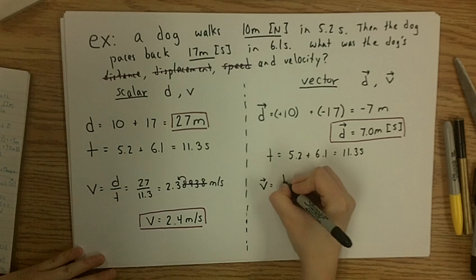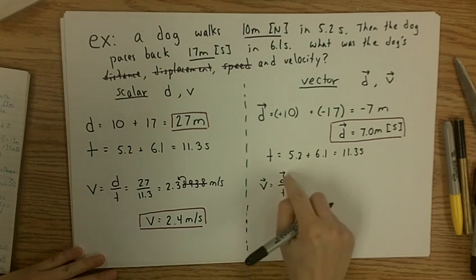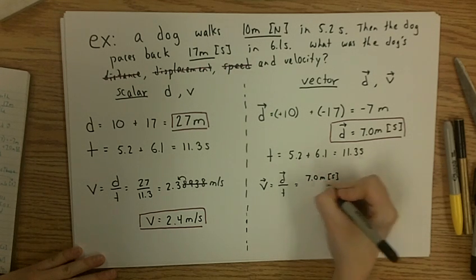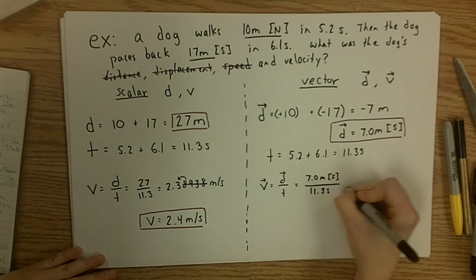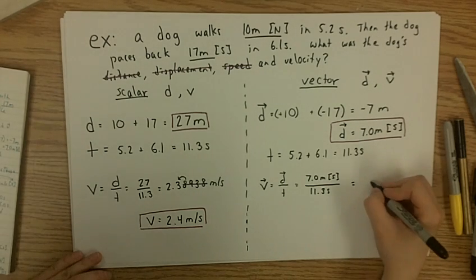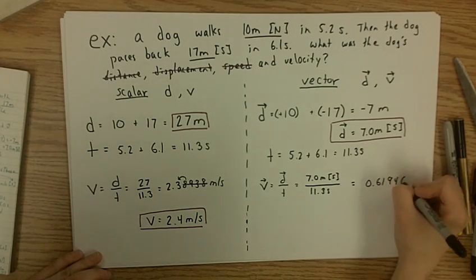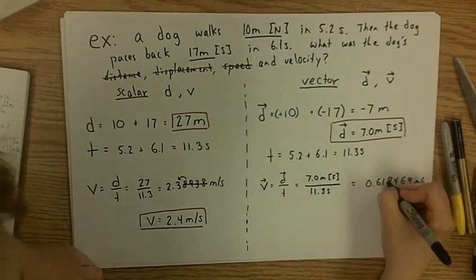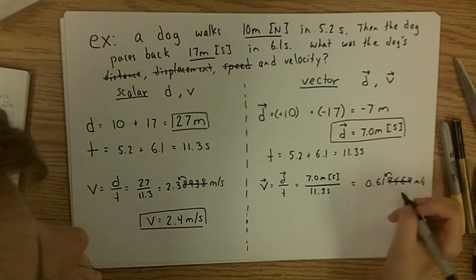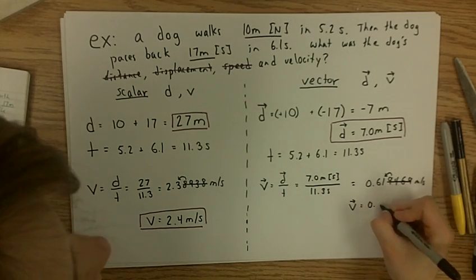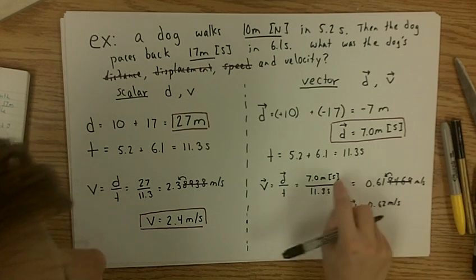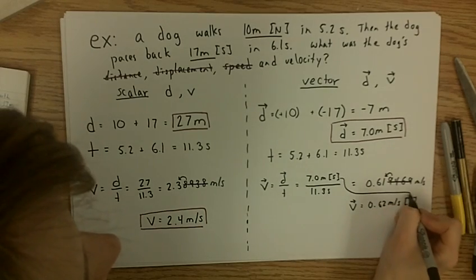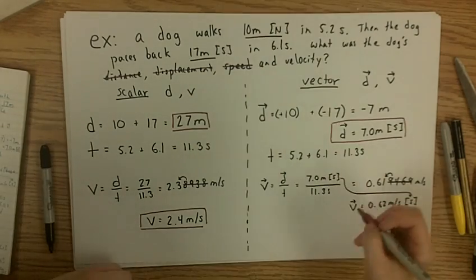V arrow equals d arrow over t. Velocity equals displacement over time. This is 7.0 meters south divided by 11.3 seconds, which equals 0.619469 meters per second. Looking at sig digs, I'm allowed 2 sig digs, so everything else goes away. The 9 rounds up, and I get a velocity of 0.62 meters per second, and I take the direction from the displacement, so it's south. And that's velocity.